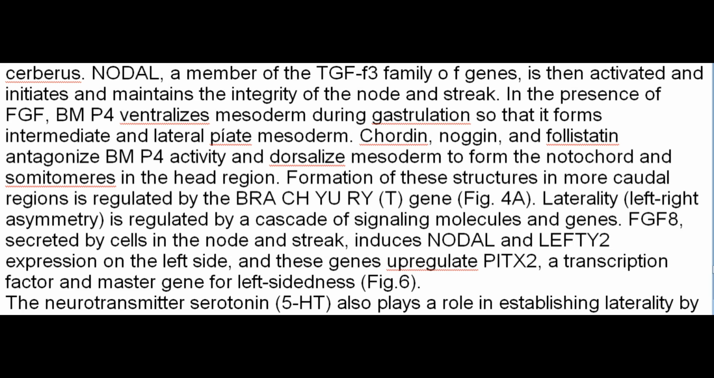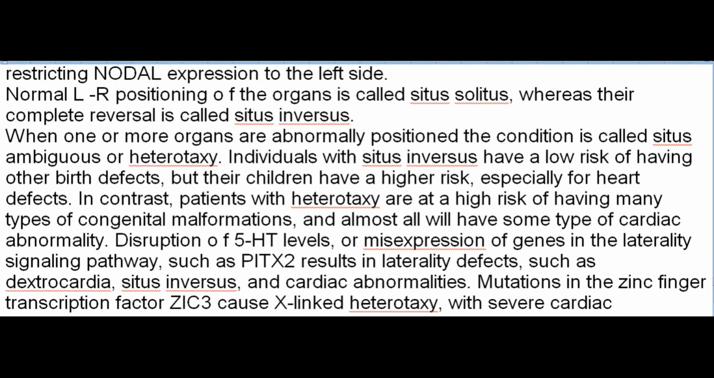Laterality, left-right asymmetry, is regulated by a cascade of signaling molecules and genes. FGF8, secreted by cells in the node and streak, induces nodal and lefty2 expression on the left side, and these genes upregulate PITX2, a transcription factor and master gene for left-sidedness, Fig. 6. The neurotransmitter serotonin, 5-HT, also plays a role in establishing laterality by restricting nodal expression to the left side. Normal LR positioning of the organs is called situs solitus, whereas their complete reversal is called situs inversus. When one or more organs are abnormally positioned, the condition is called situs ambiguus or heterotaxy.